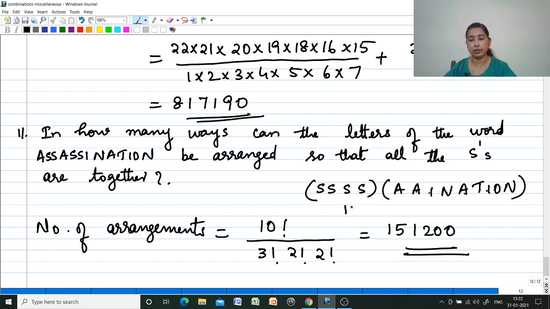So we have to consider all the S as a single unit, and taking this as a single unit, how many letters are there? Here 9 letters, count it and see, 1, 2, 3, 4, 5, 6, 7, 8, 9 plus 1, this we consider as a single unit, so 10 divided by each one repeating: A is repeating 3 times, so 3 factorial, N is repeating 2 times, then I is repeating 2 times. So here for number of arrangements we are using n factorial by p1 factorial, p2 factorial, up to pk factorial, because if the objects themselves are repeating, we have to use that theorem.